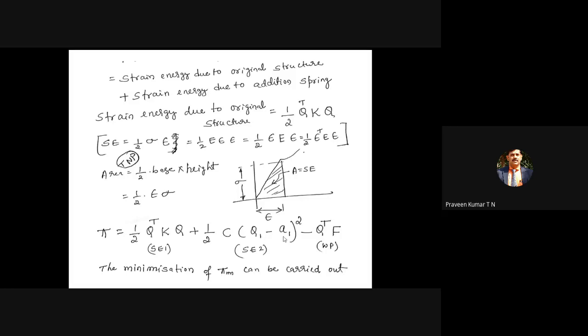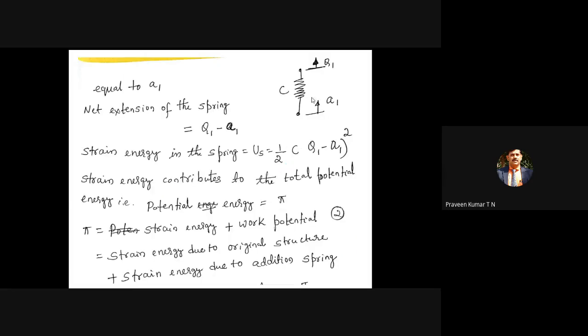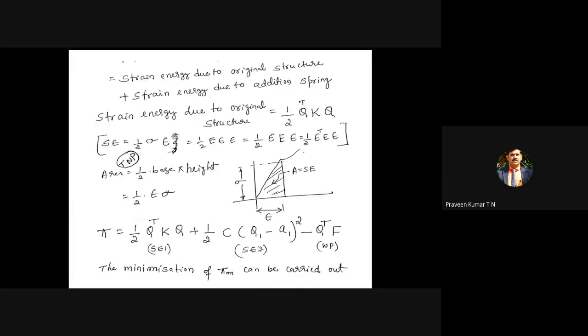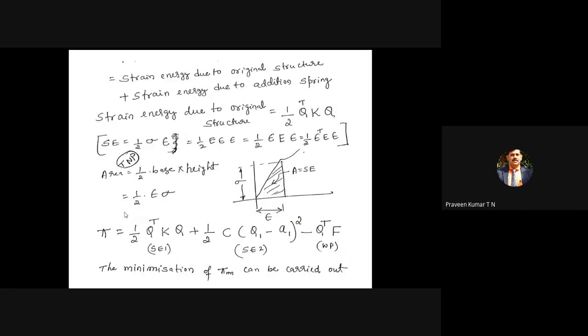That is nothing but Q1 minus A1, which you have already seen. So the net deformation of the spring is Q1 minus A1, and the stiffness of the spring is C. So this is the strain energy for the additional structure, the additional spring, and work potential is nothing but your force into distance. Now we have the same equation that we already defined for the bar element, the potential energy.